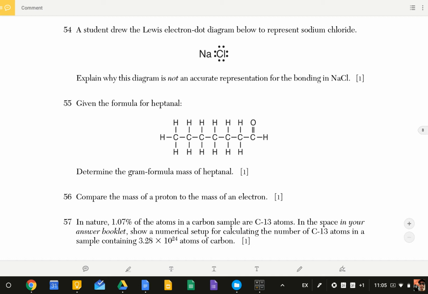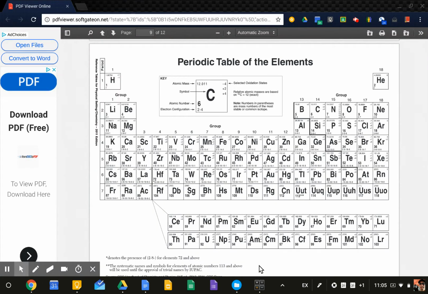Number 54 says, a student drew the Lewis electron dot diagram below to represent sodium chloride. Okay, looks good, right? Not if you know what you're talking about. The question is, explain why this diagram is not an accurate representation for the bonding in sodium chloride. Okay, so to understand what's going on, of course, periodic table.